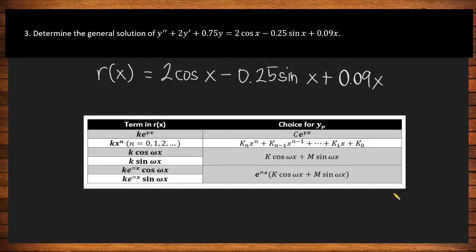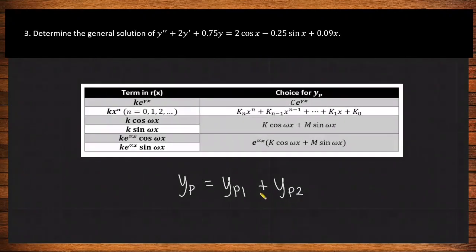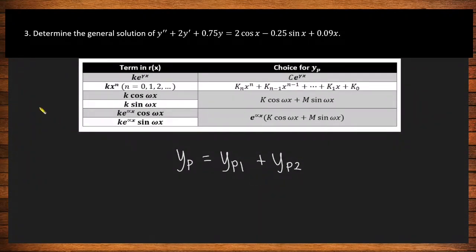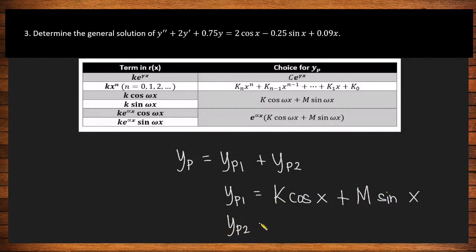So yung y sub p natin, this will be equal to y sub p1 plus y sub p2, where our y sub p1 will be equal to the choice equation for our y sub p based doon sa cosine and sine na terms. So this will be k times cosine of x plus m sine of x. And then yung y sub p2 naman natin will be the choice equation based on the 0.09x na term. So that will be on the second row.